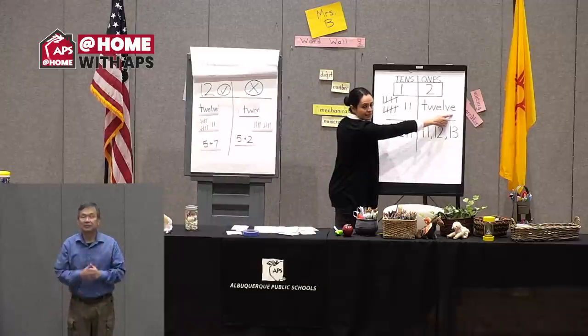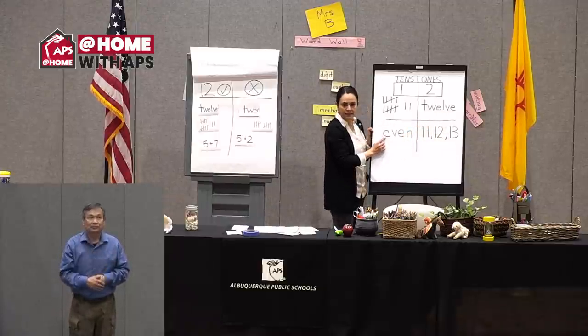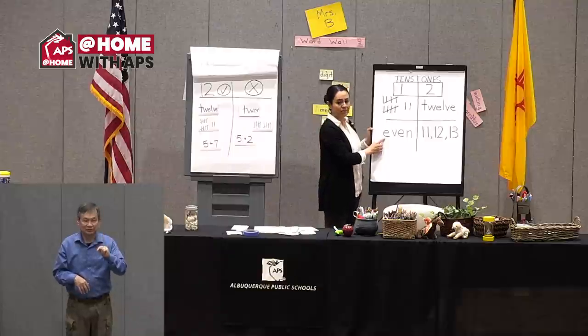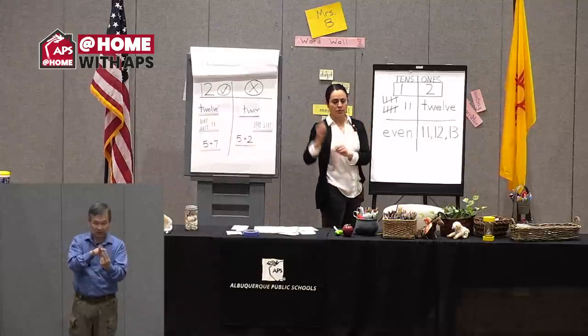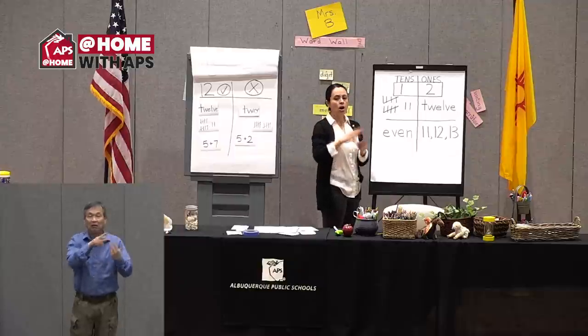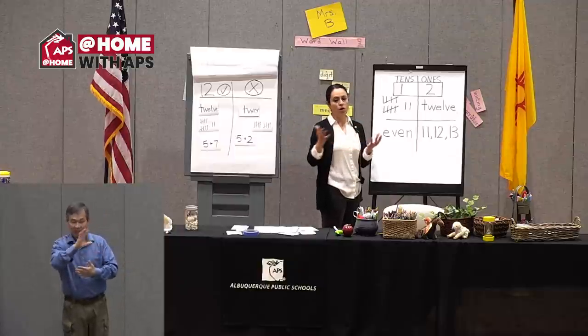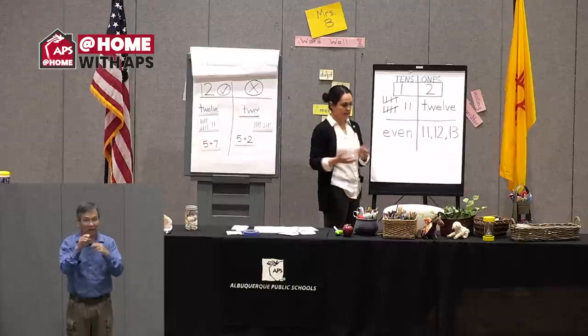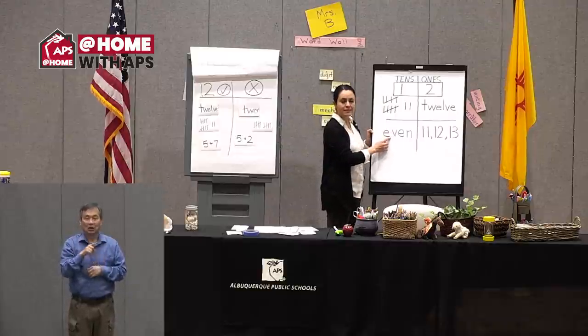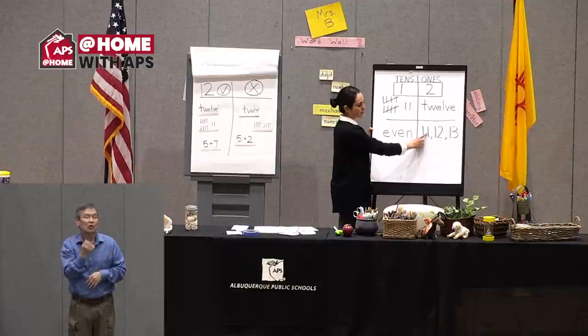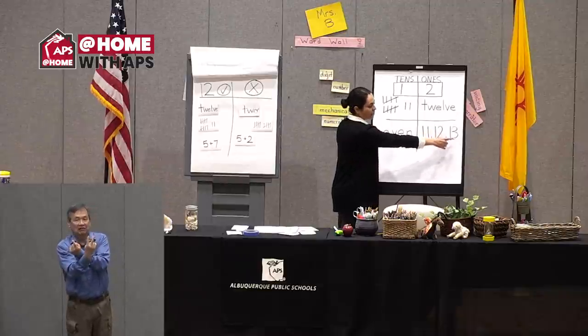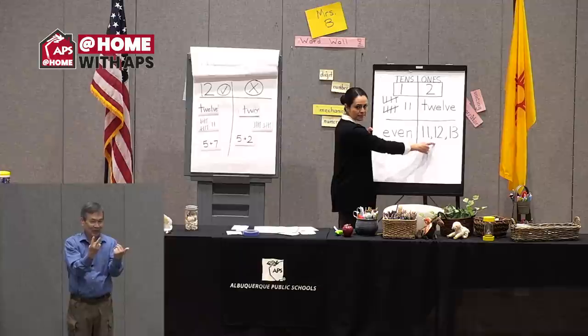T-W-E-L-V-E. Good. Even. If you have 12 things at your house, and you want to pair them all up, so there's groups of two, all of your things would all have a pair or a partner. That means the number 12 is even. We know 11 comes before 12, and 13 comes after 12.